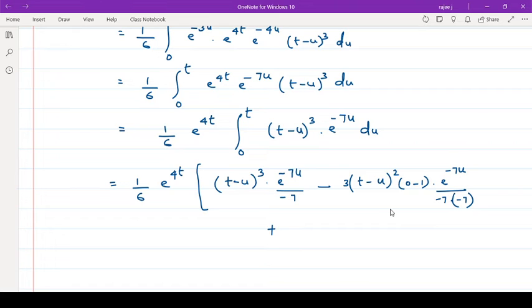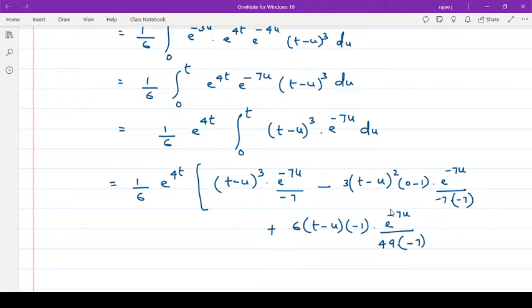Now the next derivative is 3 into 2 into (t minus u). So 3 times 2 is 6 into (t minus u), into the derivative of this. The derivative of that will be again minus 1, into now the integral of this term. So e raised to minus 7u upon, already 7 sevens are 49 is there, again into minus 7.